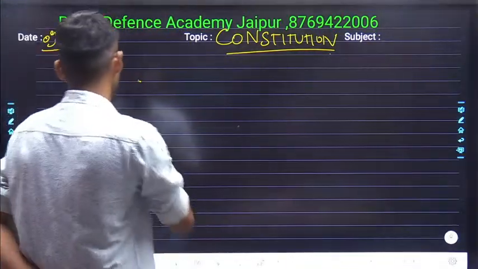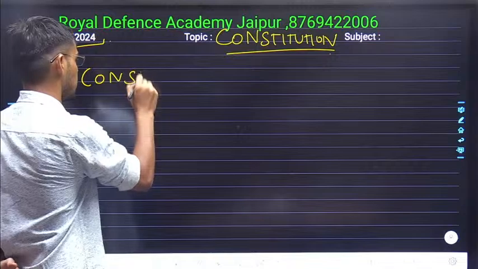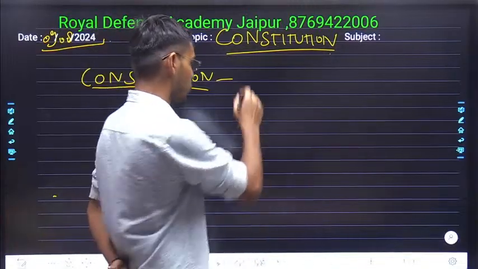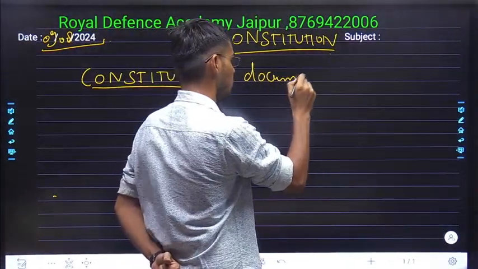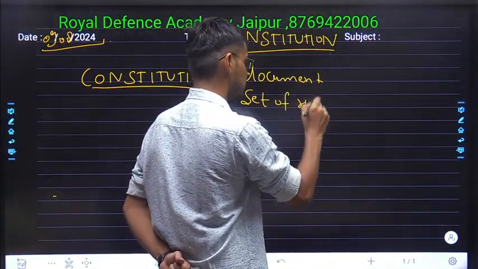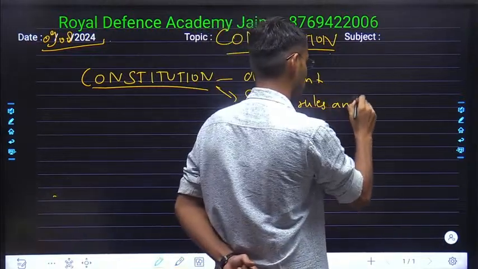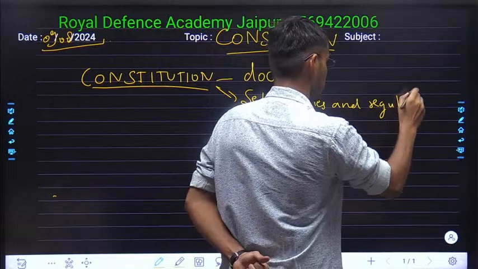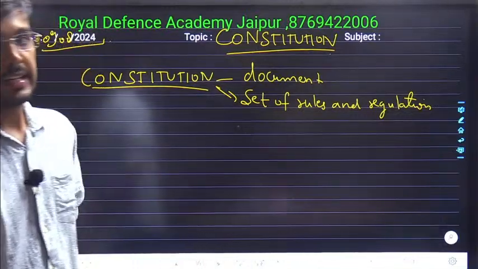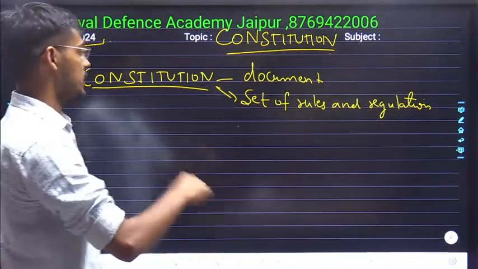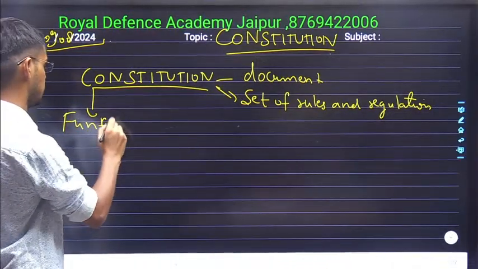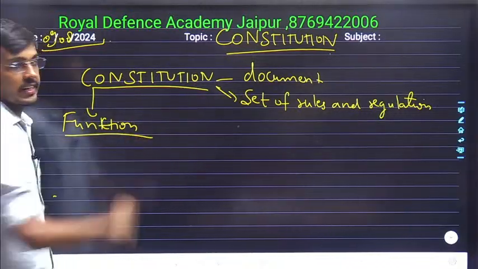Now, there are functions of the constitution which I have mentioned. The constitution is a document and a set of rules and regulations. And what is the function of the constitution? Meaning, what is the function of these rules and regulations?